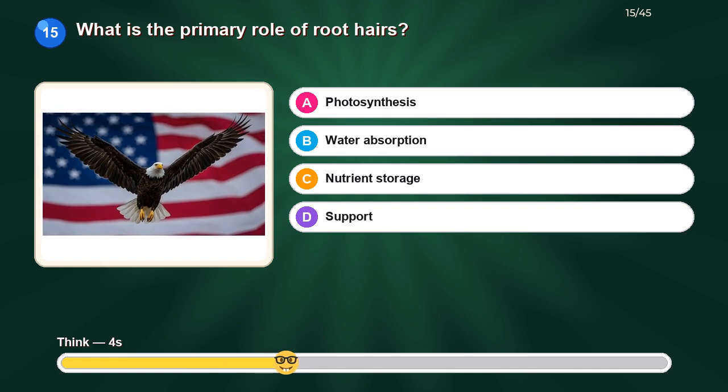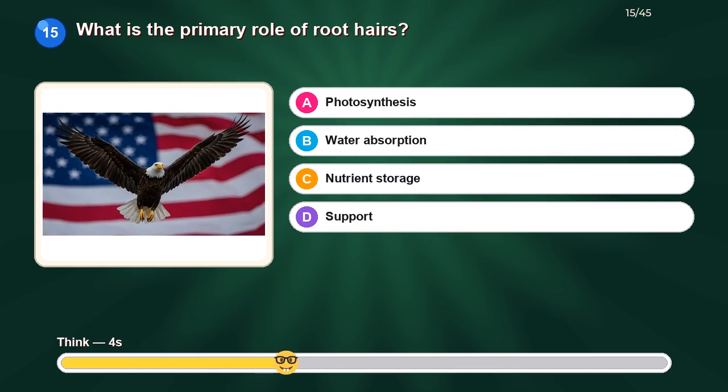Which of the following describes the arrangement of leaves in an alternate pattern? Option A, 1 leaf per node. Option B, 2 leaves per node. Option C, 3 or more leaves per node. Option D, no leaves on the node. The correct answer is 1 leaf per node.